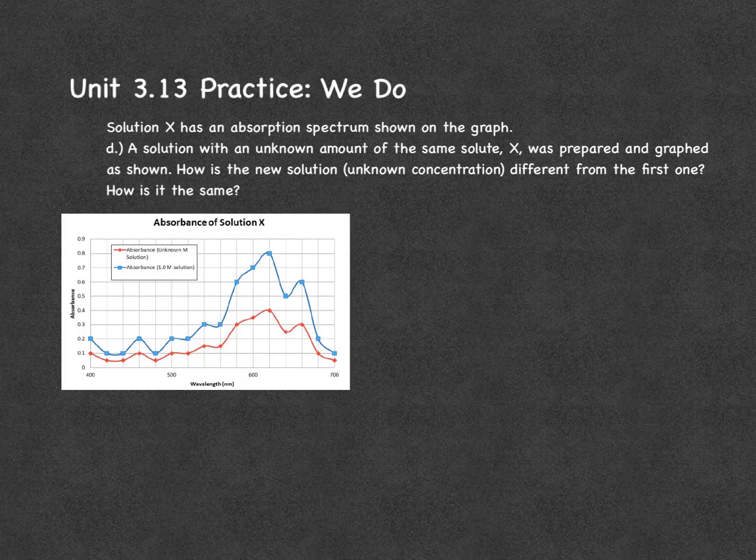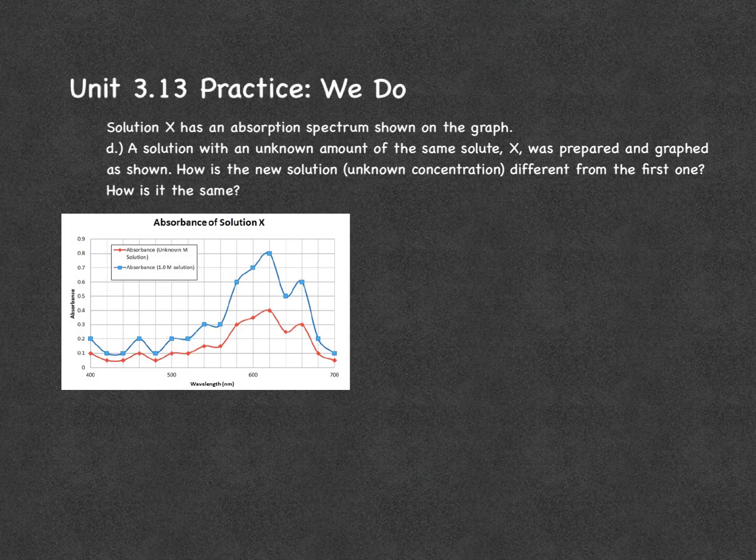Finally, for part D, they tell us that a solution with an unknown amount of the same solute X was prepared and graphed as shown. How is the new solution of an unknown concentration different from the first one, and how is it the same? So taking a look at our graph, our new solution is in red, right? This is our absorbance of our unknown solution, and then blue is our absorbance of our original solution X. So they want to know how these two solutions are different and the same.